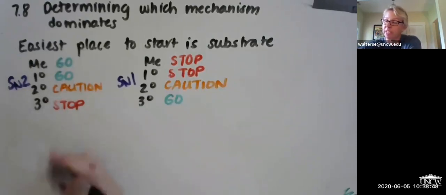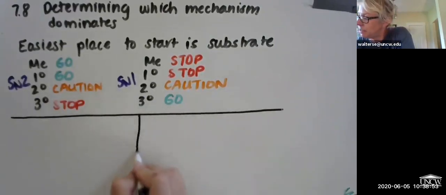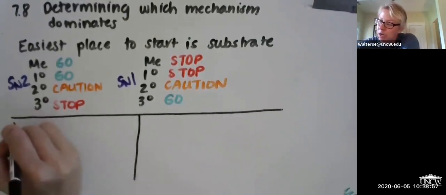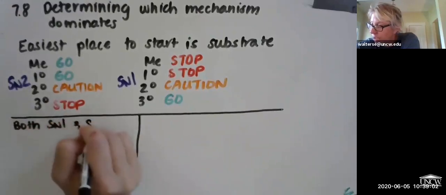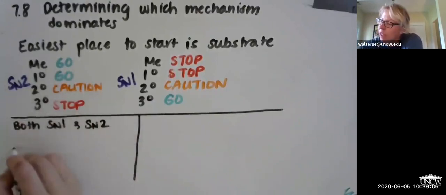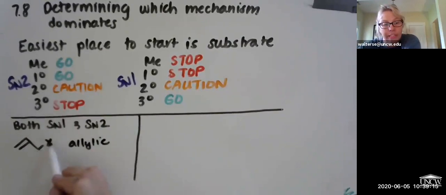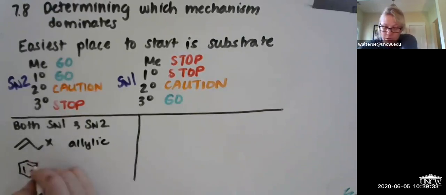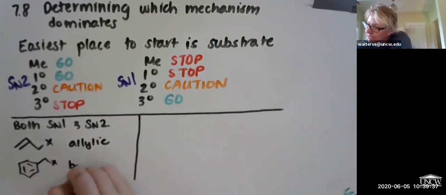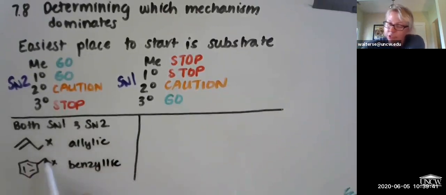Okay. Now there are a group of substrates that can do both SN1 and SN2. Those would be the allylic, because it has this sp3 carbon with a leaving group that could be primary, so it's open for backside attack. But if the leaving group left, you would end up with an allylic carbocation that's resonance stabilized. Or benzylic. Benzylic also has this open carbon for backside attack, but if the leaving group left, you would have a resonance stabilized carbocation charge.